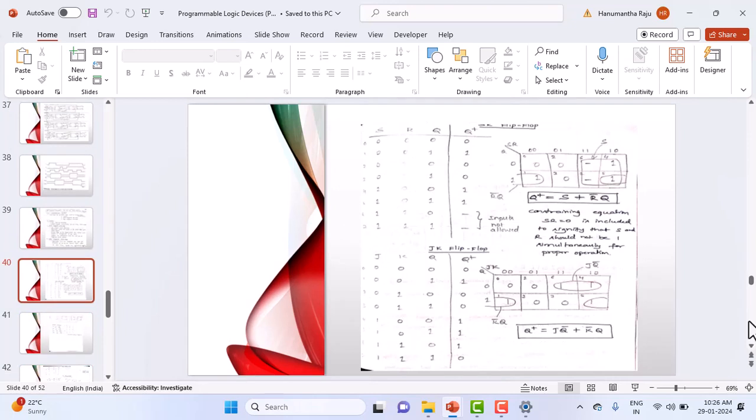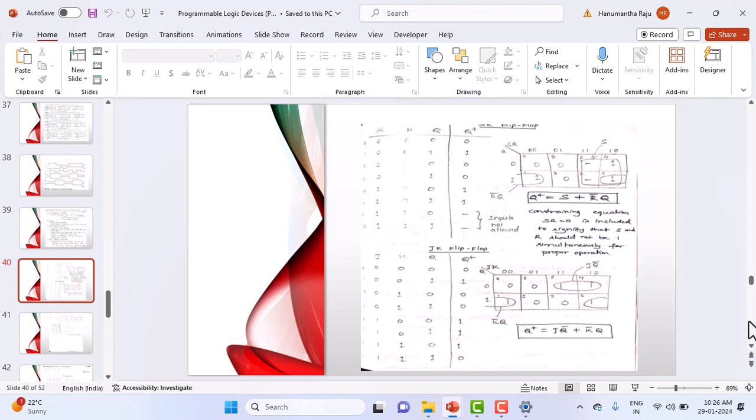Yes, look at this one. Are you seeing this? This table has been used in that. Present state is 0. Next state is 0. What are J and K required? 0, 0 is here. Where else do we have 0, 0? 0, 0 is here, right? Look at these two. Present state is 0, next state is 0. What are J and K required? J required is 0, K required is don't care, right?